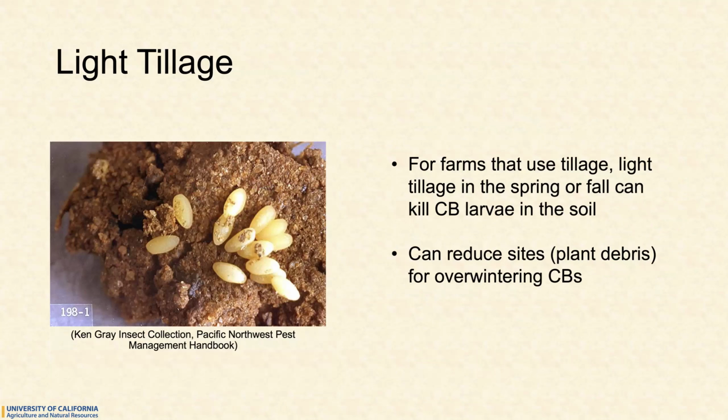Okay, so now I'm going to go through each of those. So for farms that do use tillage, and I know there are a lot of no-till farms here, so I just want to acknowledge that. But for farms that do use tillage or soil disturbance, light tillage in the spring or fall can kill larvae in the soil. It can reduce sites as well on plant debris for overwintering cucumber beetles. So this is one option.